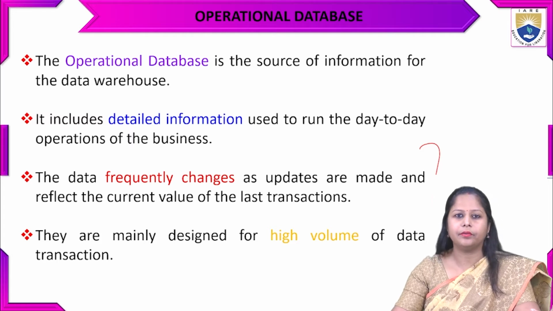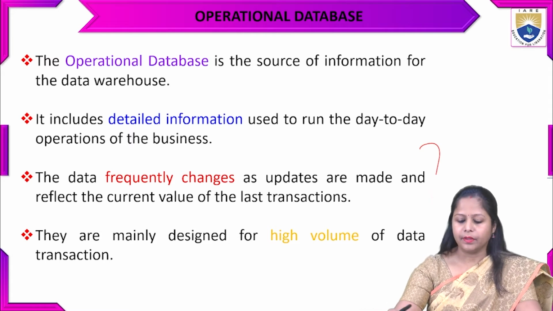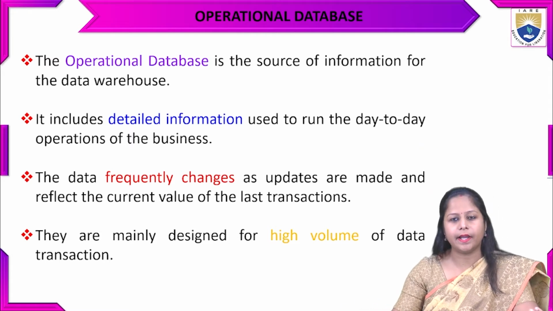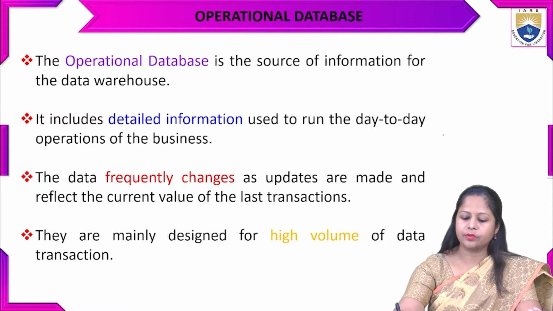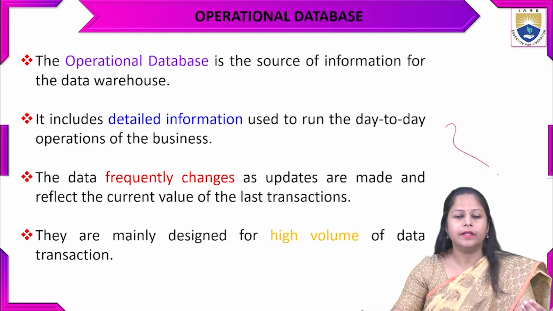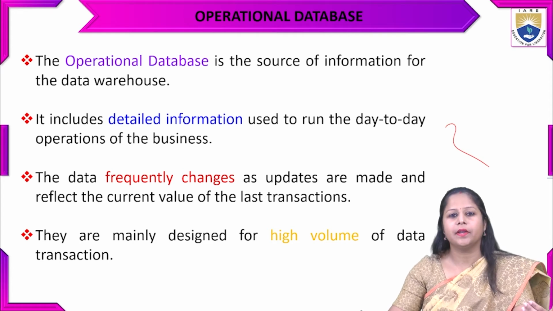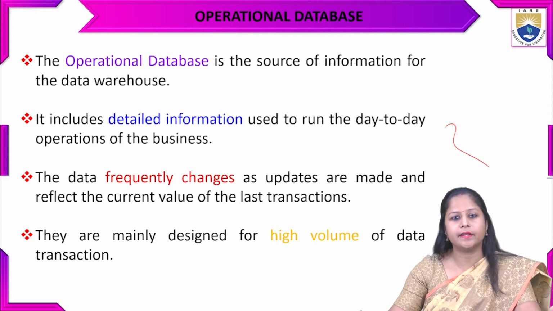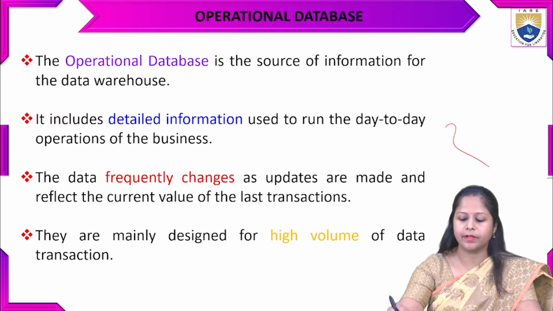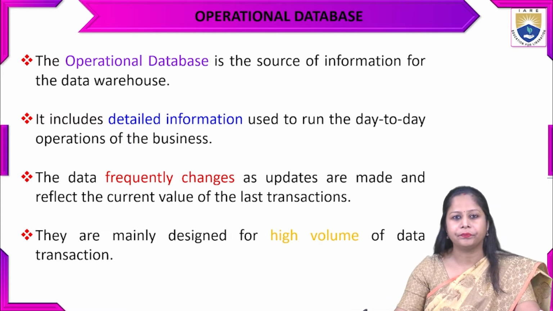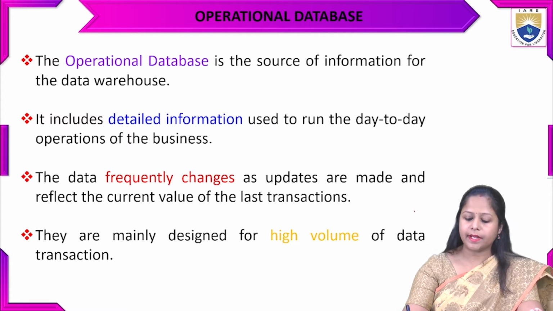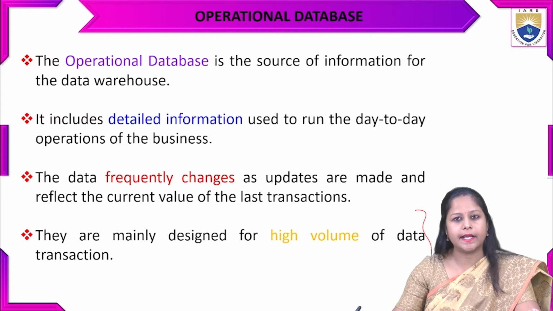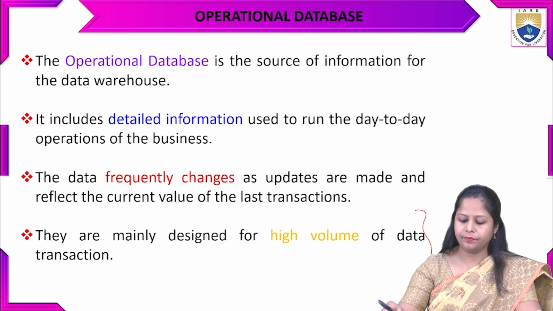So data that we frequently update is the operational data. The changes will be made frequently, and it is going to reflect the current value of the last transaction. Because of the updates, the recent changes will be reflected by the system when we write any query, so the result will be displayed as the last transactions. It is mainly designed for a high volume of data transactions.